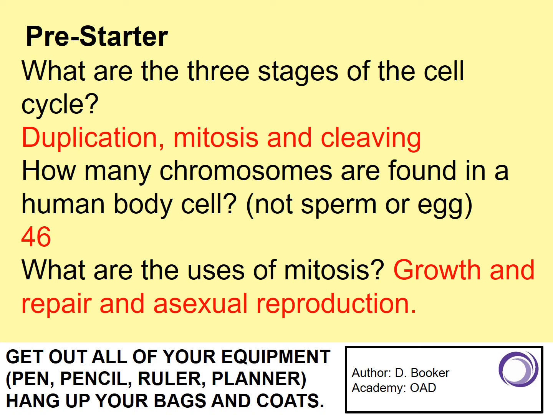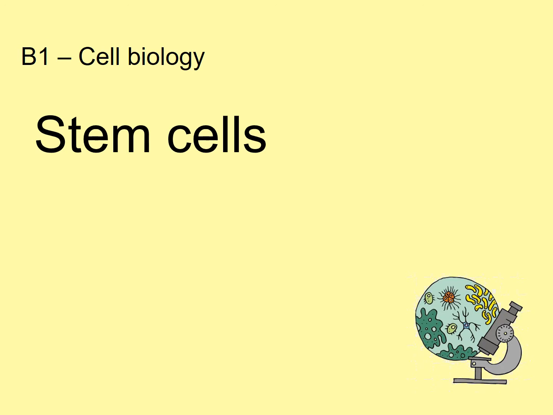There are 46 chromosomes. I will allow 23 pairs of chromosomes. And the uses of mitosis are growth and repair. And when you get onto B2, asexual reproduction, or if you're doing this as a revision, it's asexual reproduction as well. Title for today is stem cells.